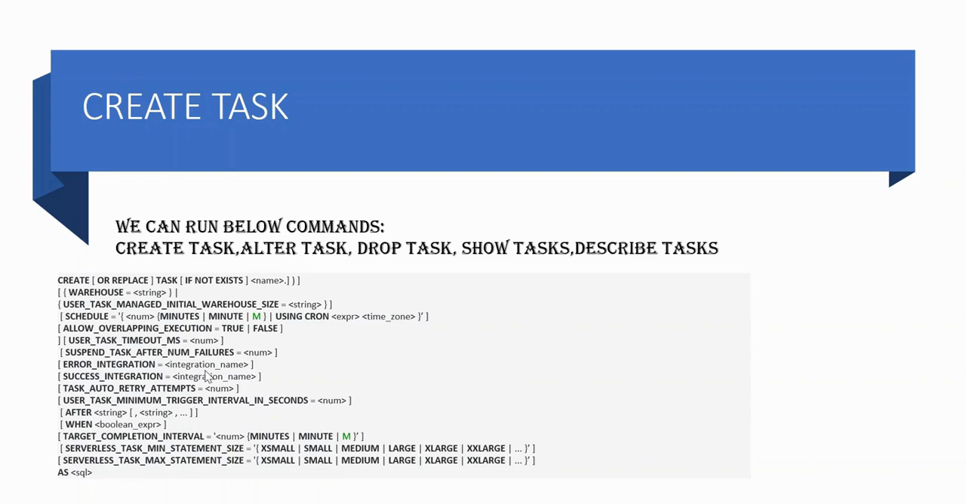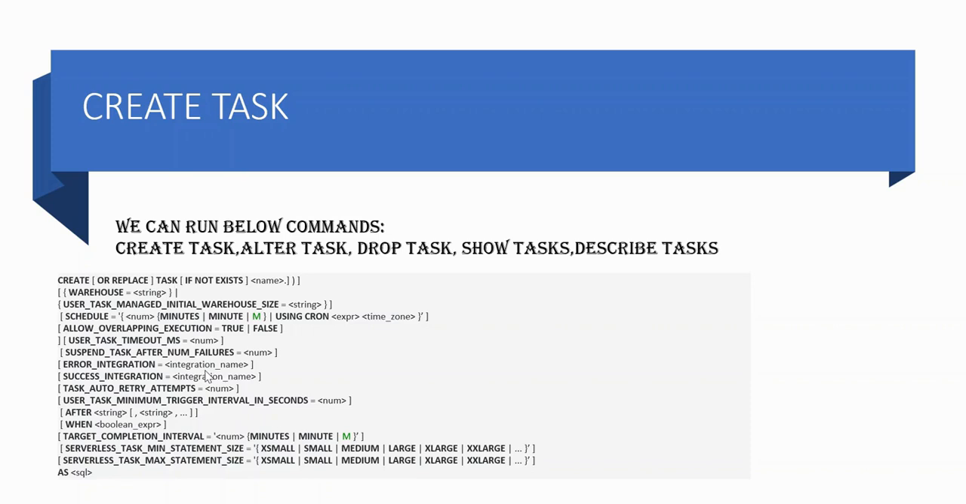So this after is to create a dependency, to create a task graph. When is to create a kind of trigger task. Let's suppose I am checking whether this stream has data. I have created a stream on the customer table. Now, if any DML changes are captured by that stream, only then does this task need to be triggered. Then I'll be using when. But after means the first task will be created, then after second, after third, after fourth, creating a kind of task graph.